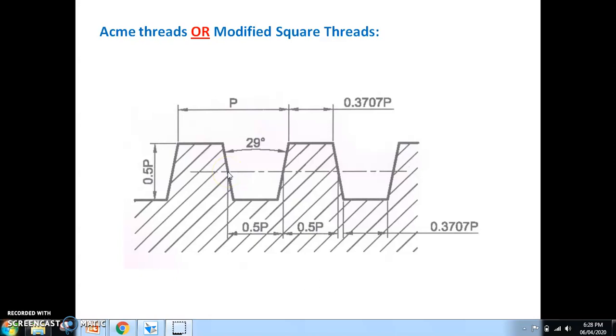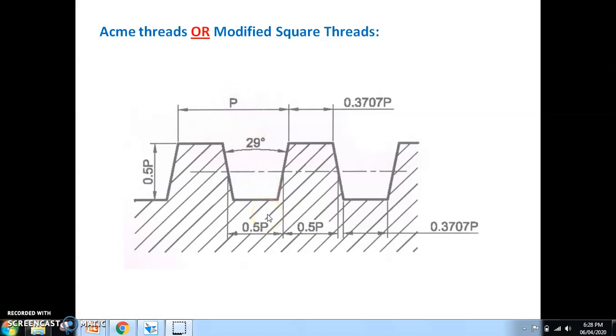So at the center, from this point to this point, you will have the value 0.5 P, and from there you have to take half angle here, half angle here. So 29's half on this side and 29's half on this side would be taken, so the angle between these two would be 29, and you can get the thing. If you take this length, which will be given in the proportion 0.3707 P, and from here to here if you get the line, it will form the P value.